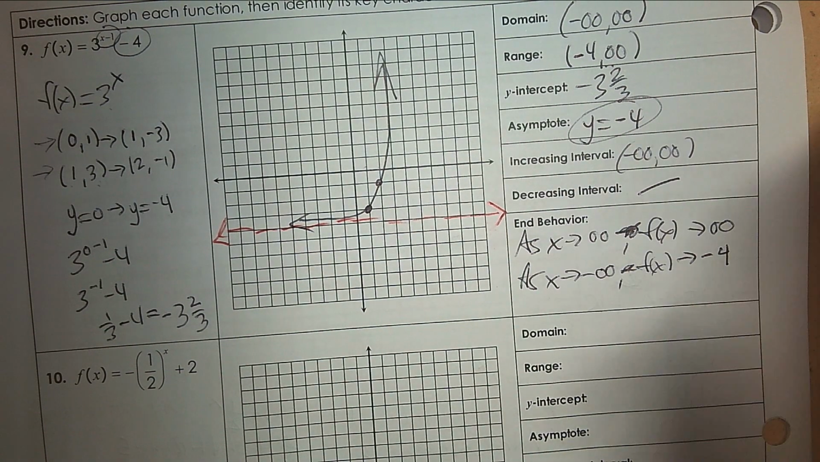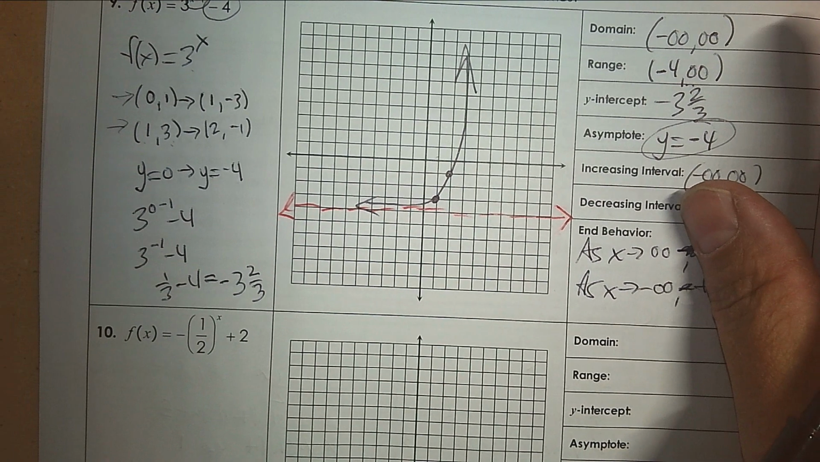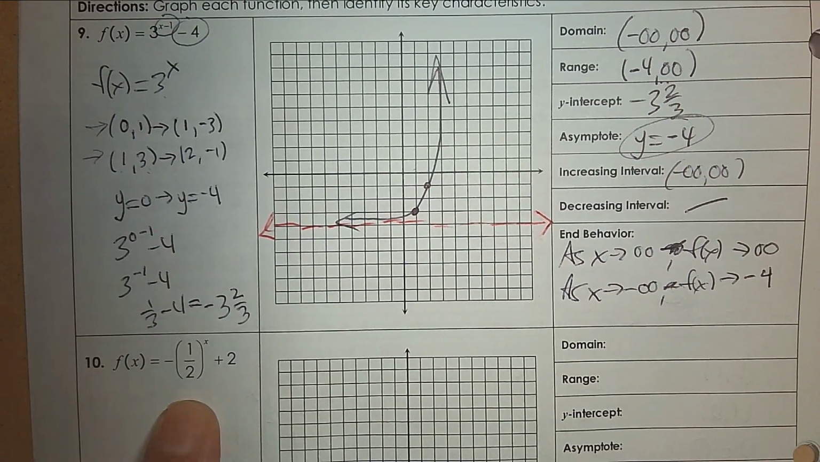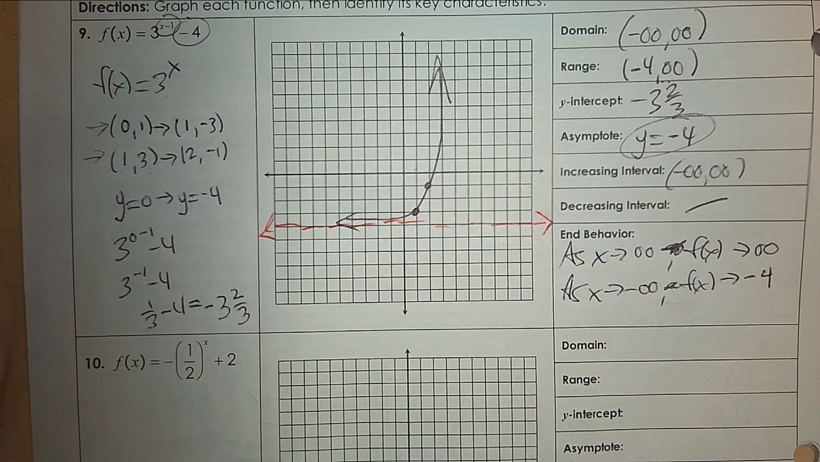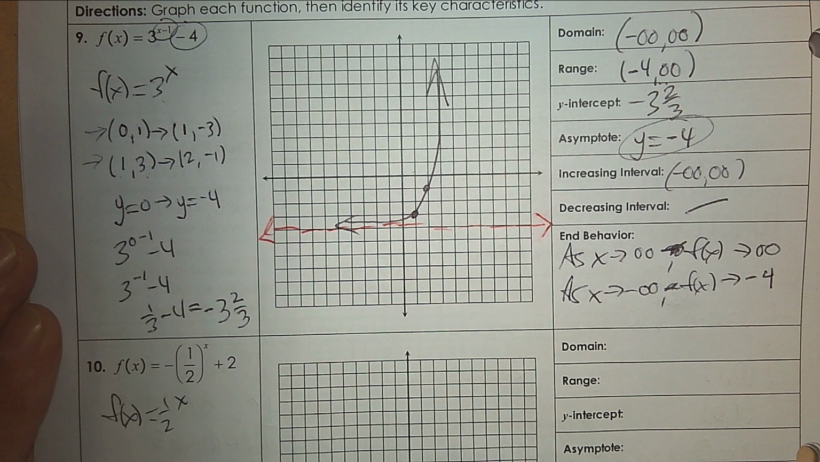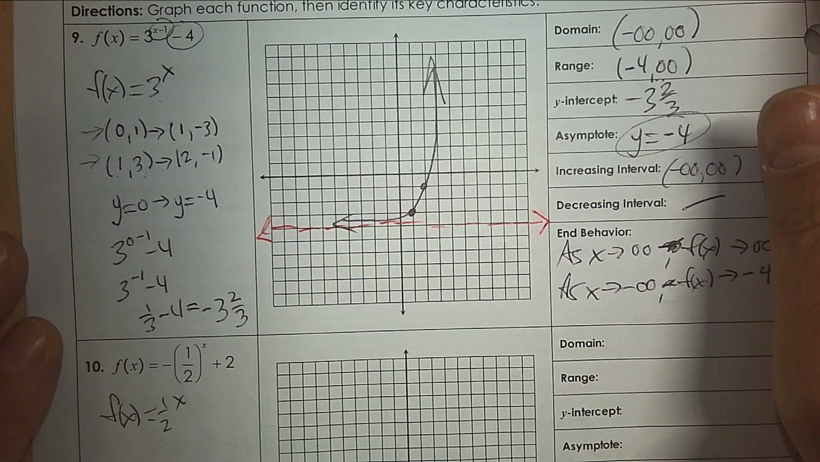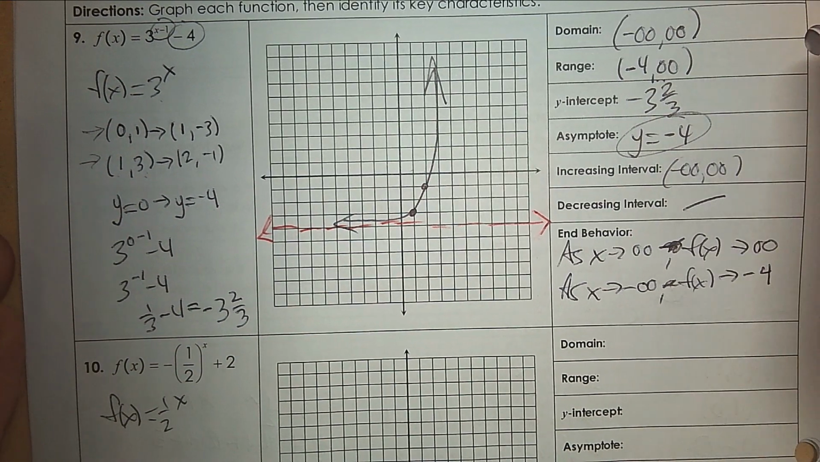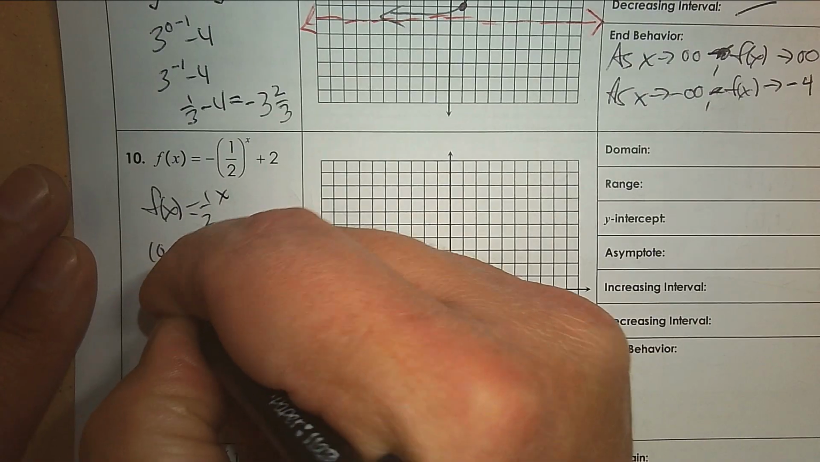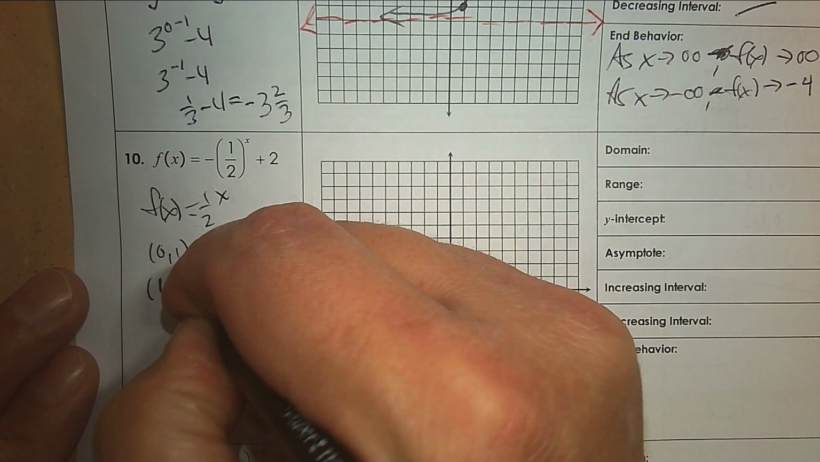All right, number 10. Let's start. So what do you notice first in number 10? What's the base? That's the parent. I need 2 points to transform. What will be the first point always? 0 and 1. The second one is going to be 1 and whatever the base is.